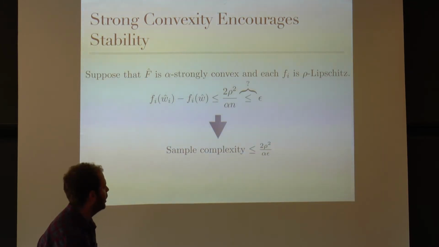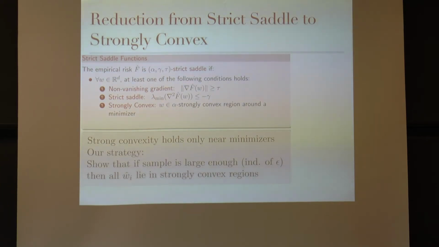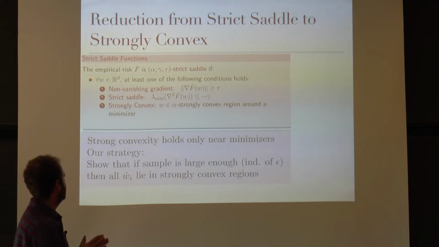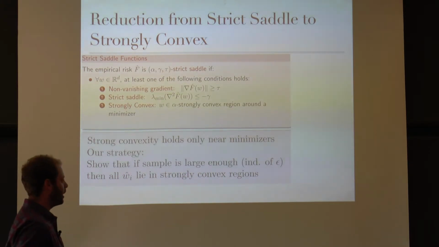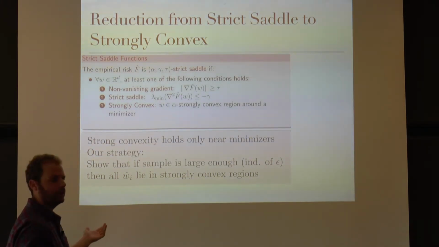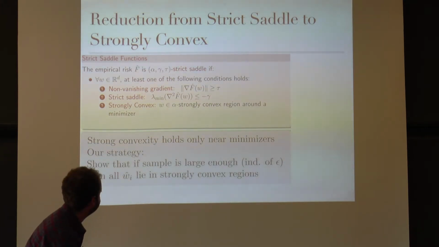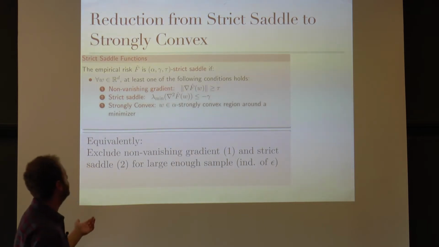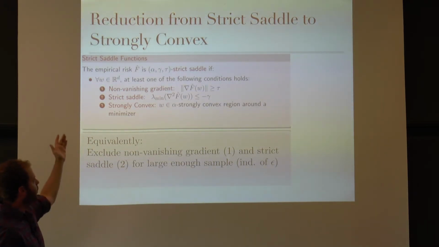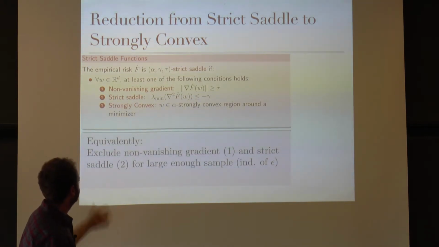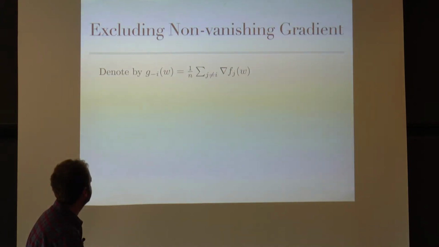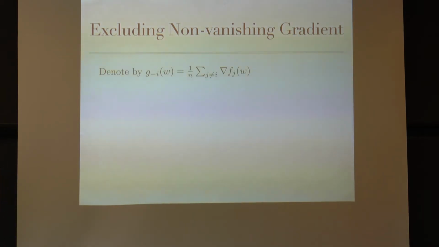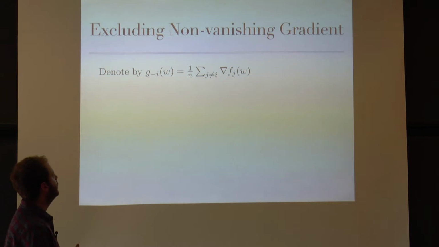So this is the strongly convex case, and our strategy will be to show that if the sample is large enough, all the W^i and the W^ itself lie in strongly convex regions, and therefore the analysis for the strongly convex case applies. So this means that we need to exclude the possibilities 1 and 2 for these points, non-vanishing gradient and strict saddle, for all these leave-one-out minimizers. So we want to show that for a large enough sample, we can exclude the possibility of non-vanishing gradient.